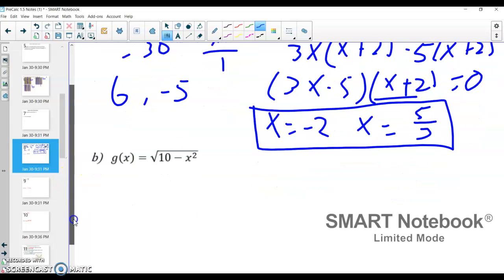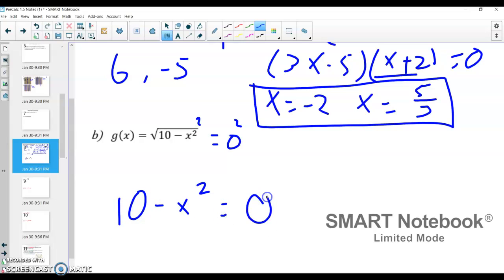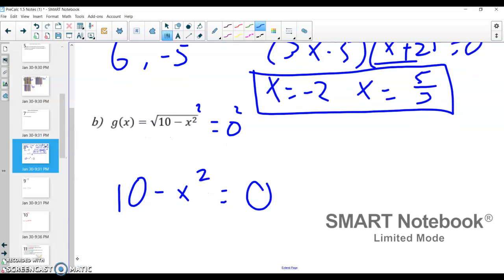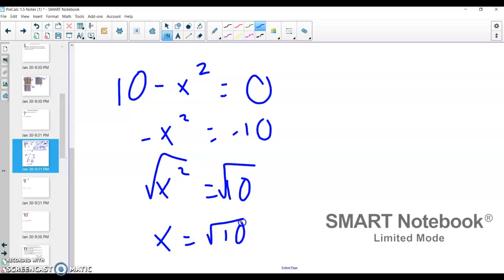For b, we need to set this thing equal to 0. And so the first thing I'm going to do is square both sides. So I get 10 minus x squared equals 0. Subtract over 10, we get negative x squared equals negative 10. Divide both sides by negative 1, we get x squared equals positive 10. Square rooting both sides, I actually get two answers here. We're going to get x equals a positive square root of 10, and x equals a negative square root of 10 because of the plus or minus you get from a square root.